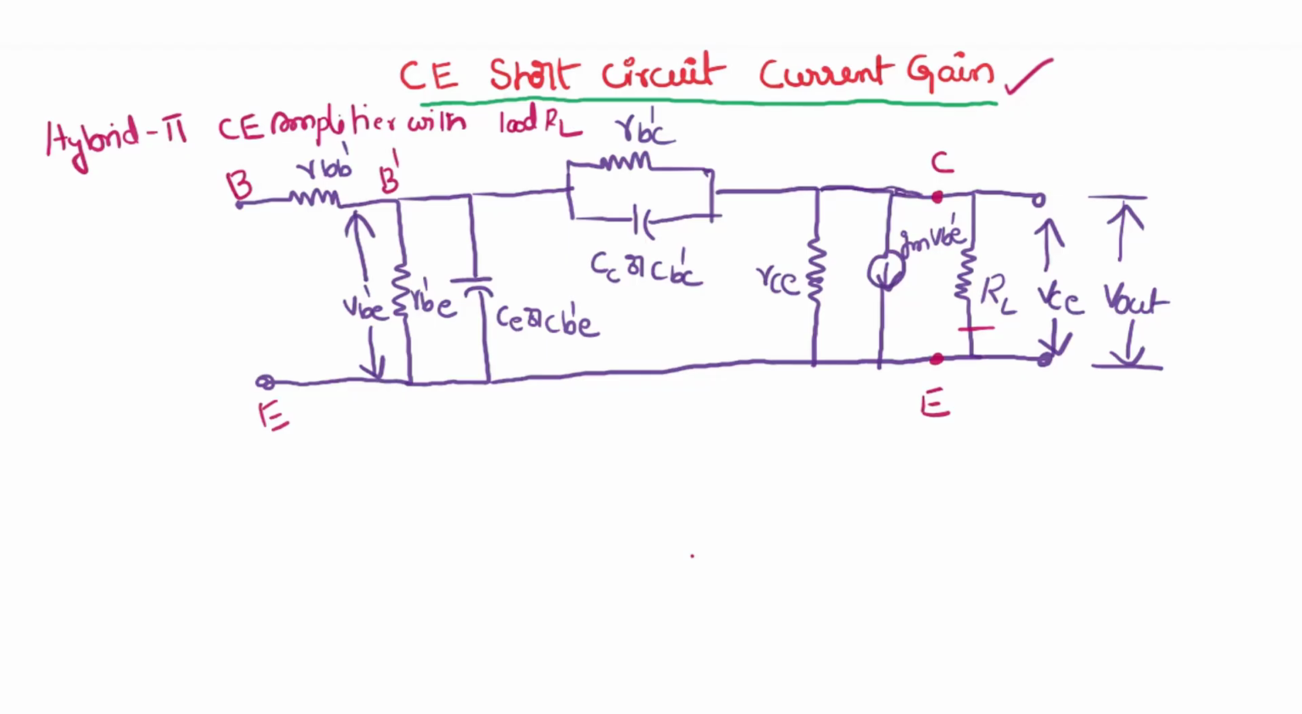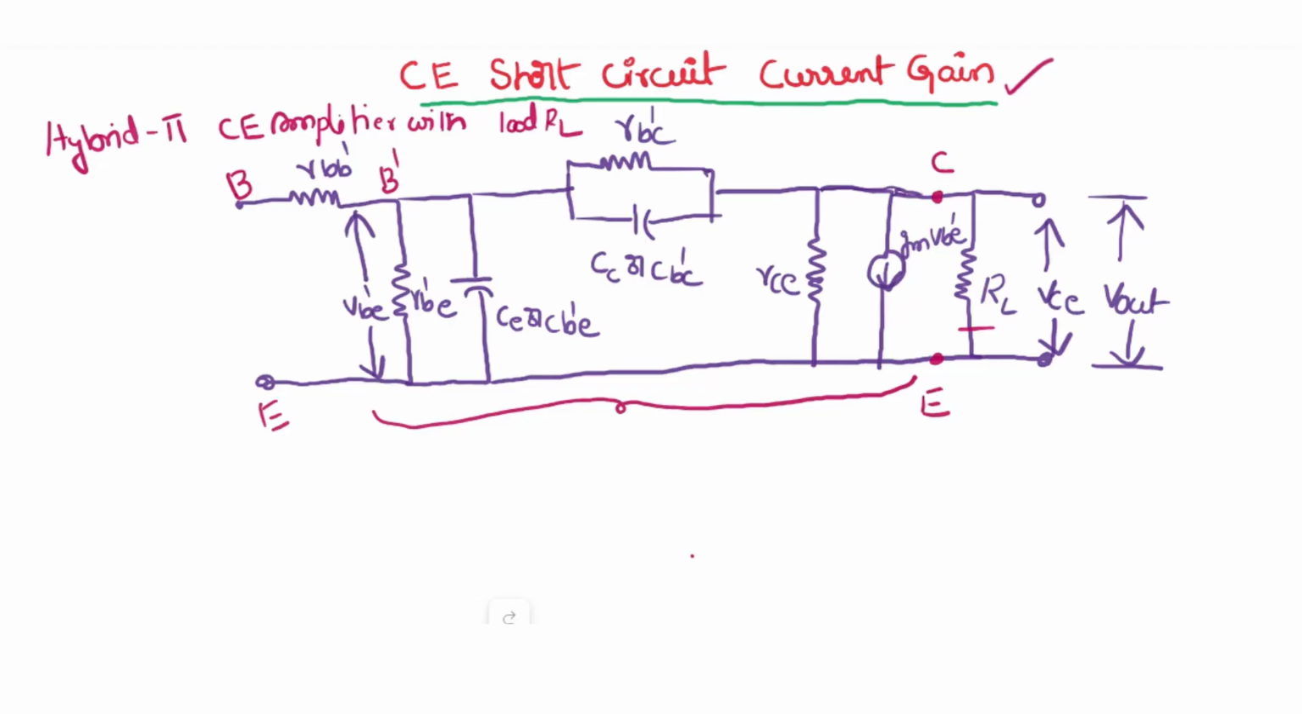But here we are finding CE short circuit current gain. The reason why we are going for this topic is, when this is short circuited, you are removing the external element. Means at that time you are evaluating the performance of only the transistor circuit. Except this RL, this entire circuit is the internal circuit of the transistor.